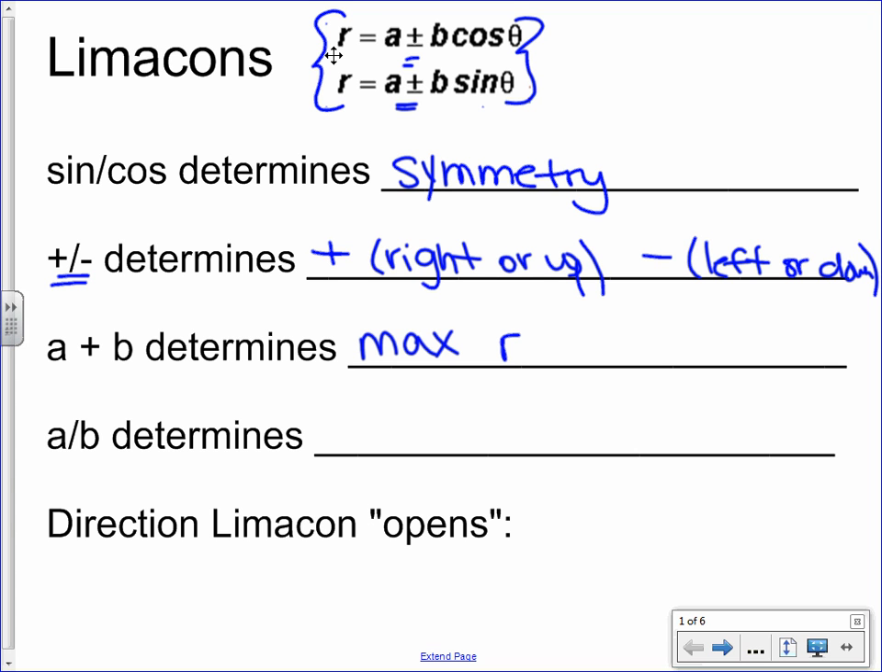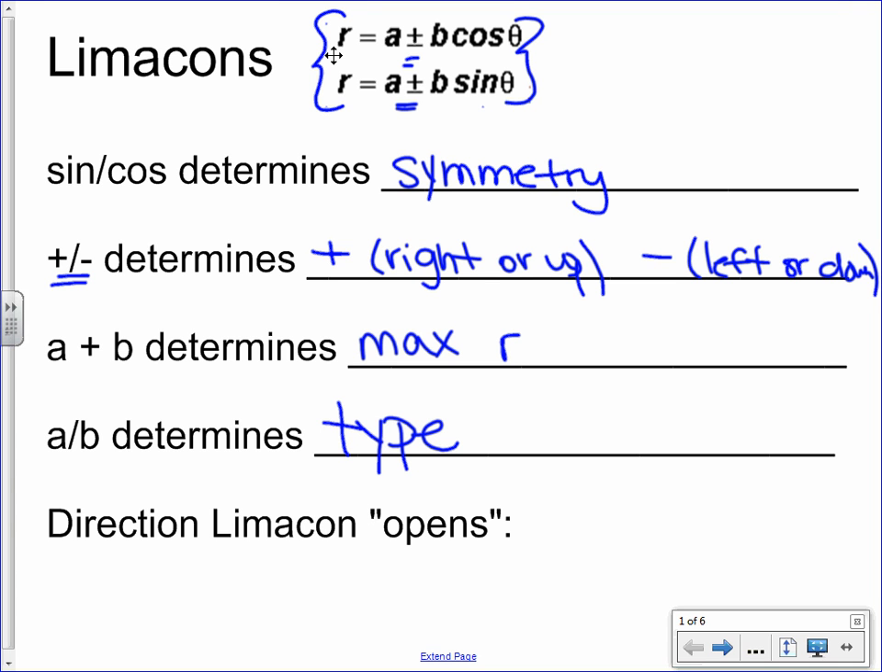Okay. What about a divided by b? This is something that you probably had to look up in your book. What does a divided by b tell you? This is something you had to write down for the next part. If you drew the pictures, you should have looked at what a divided by b gave you. Okay. a divided by b is going to give you the type, and we're going to go through the 4 types. Okay, there are 4 types: a loop, a cardioid, a dimpled, and then a convex. And we'll go through the 4 and how we determine which one is which.